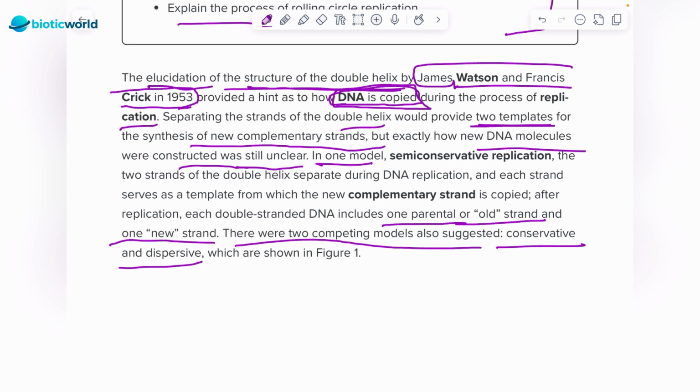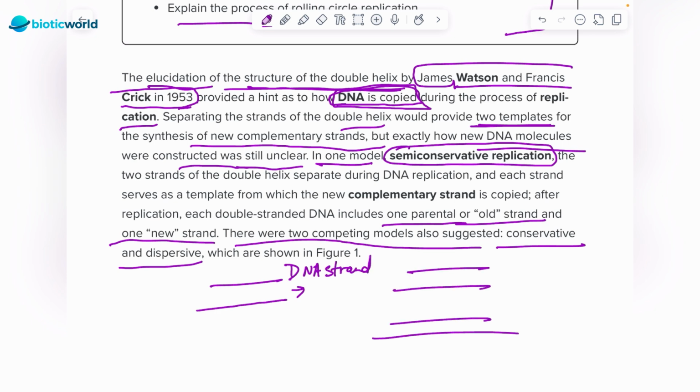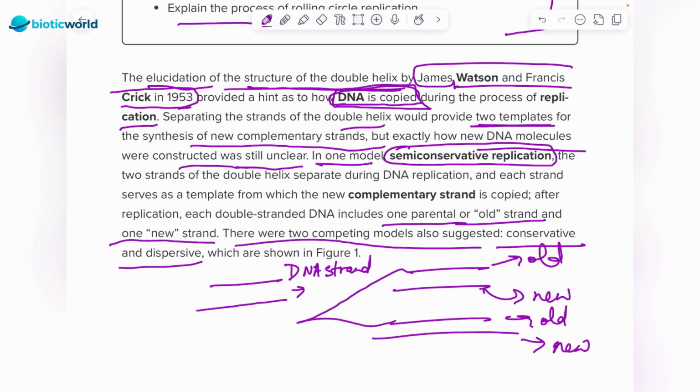Here you get the answer to this question: what is semi-conservative replication? In semi-conservative replication, we have this DNA strand having two templates, and from here we get two copies. This one is the new strand, we can think, and this is the old one, and also this is the new one and this is the old one. So here the two copies are similar, each having one old strand. So this is the semi-conservative mode because the order is the same as it is.